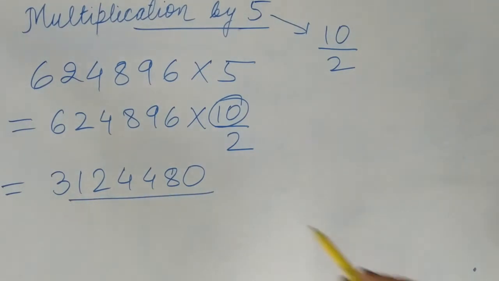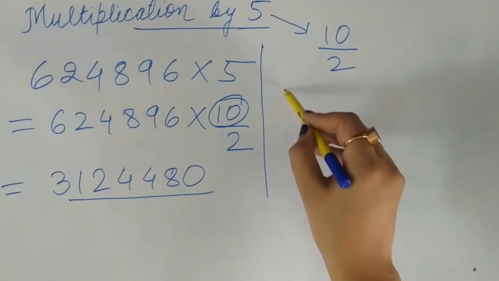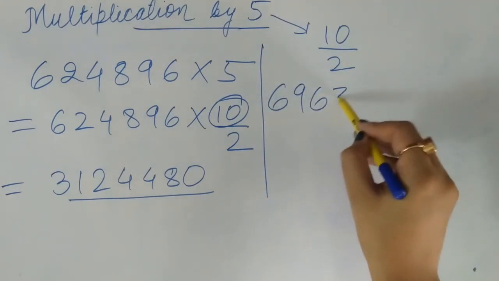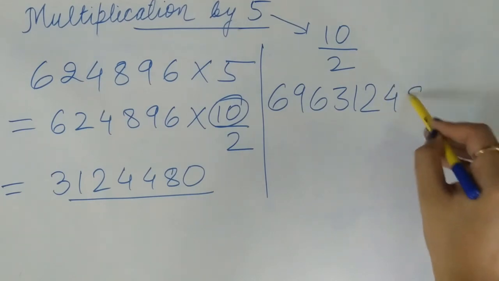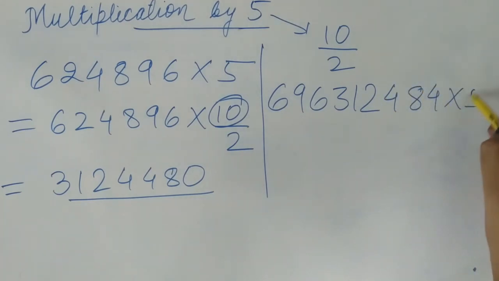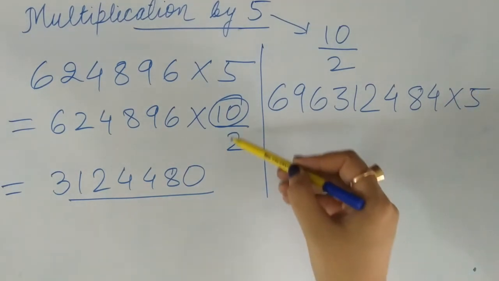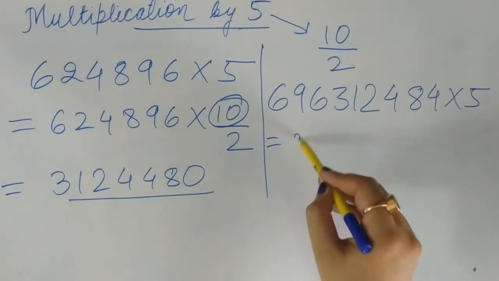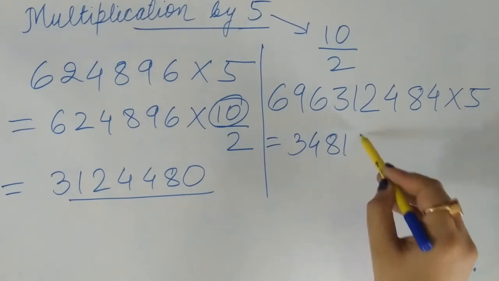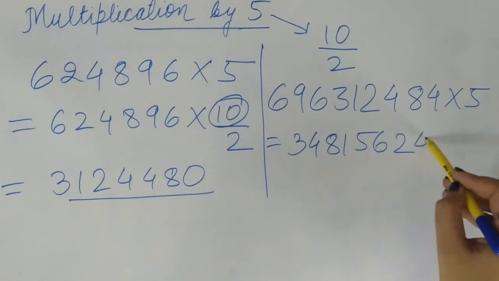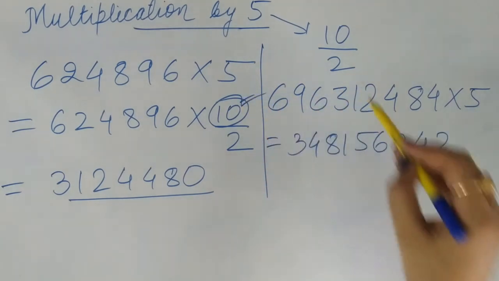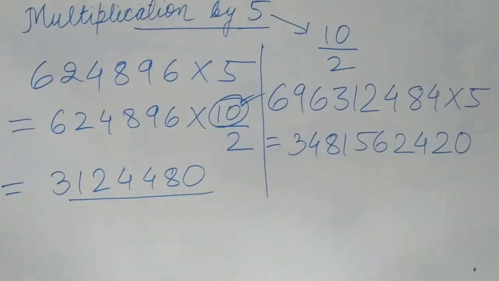Let's take another bigger number. Say we have 696312484 multiplied by 5. So again, what you have to do is divide it by 2. So it will become 348156242, and don't forget to put the 10, that is 0. This will be the answer.